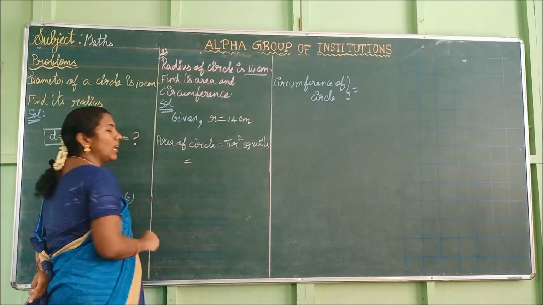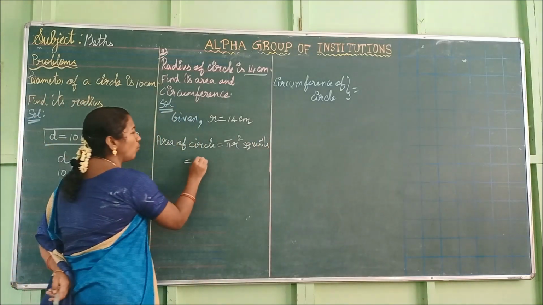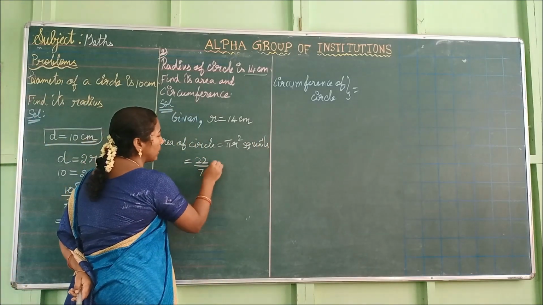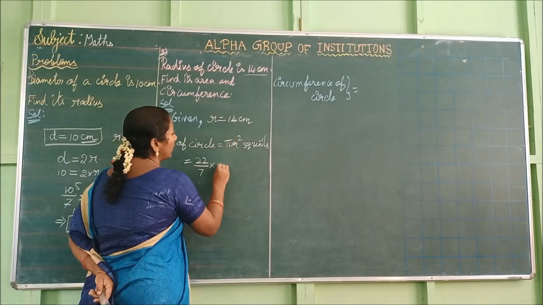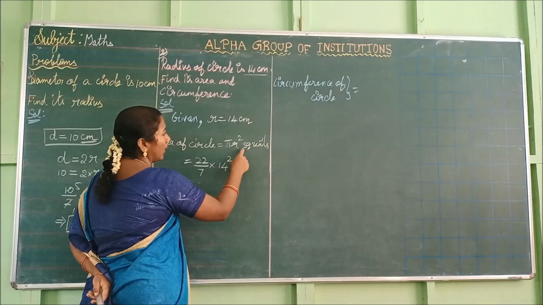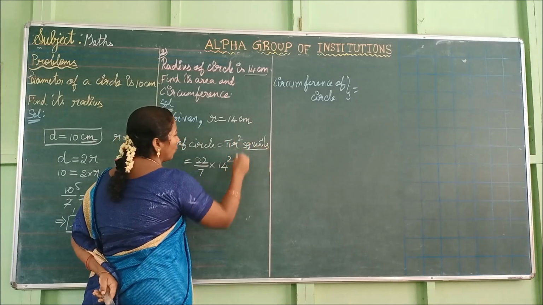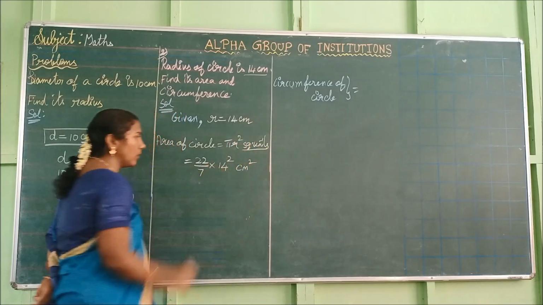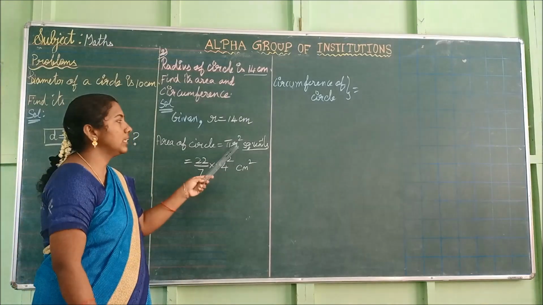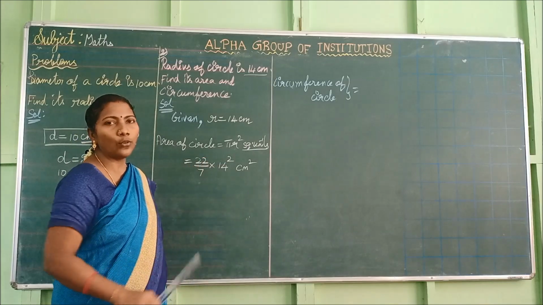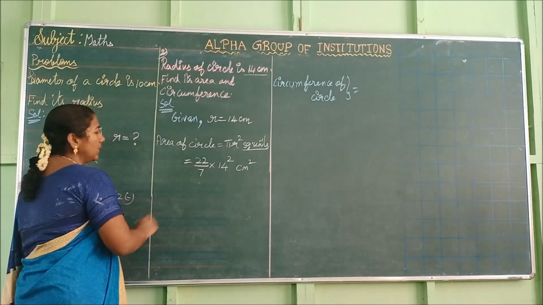So what is the value of pi? 22 by 7. You have to memorize this. Value of pi is 22 by 7. What is the value of r here? 14 square. Here you have to square the unit. So centimeter square. Do you understand? Value of pi is 22 by 7 into, instead of r you have to substitute the value 14. So 14 square.